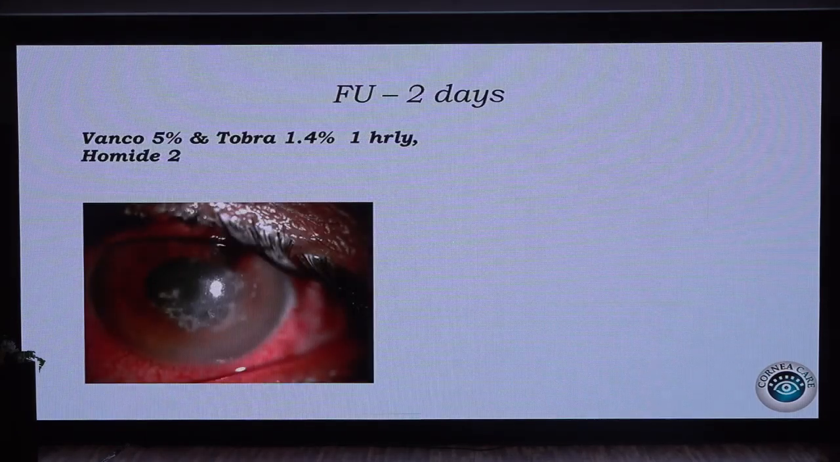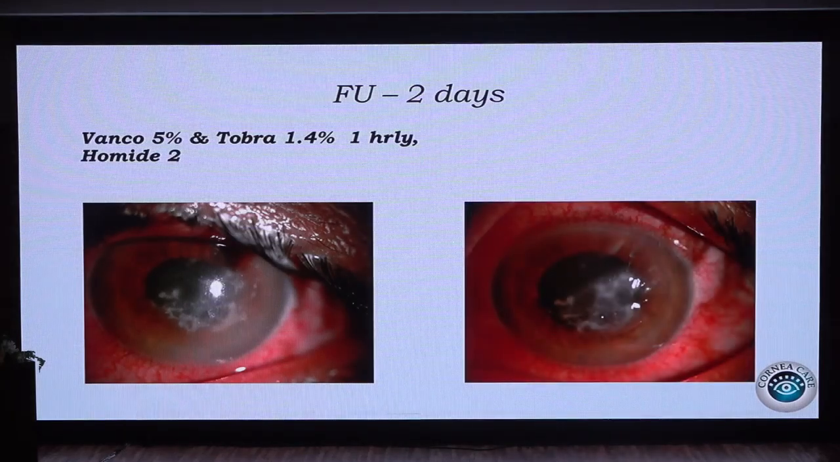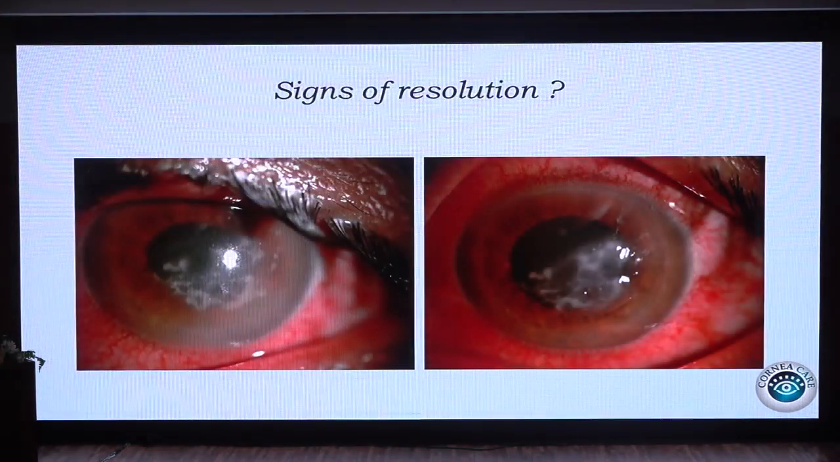So I started these drugs, and then I examined the patient after 2 days. Now is your turn. This is the game. This is after 2 days. You have 10 seconds. Is there any difference between these two?